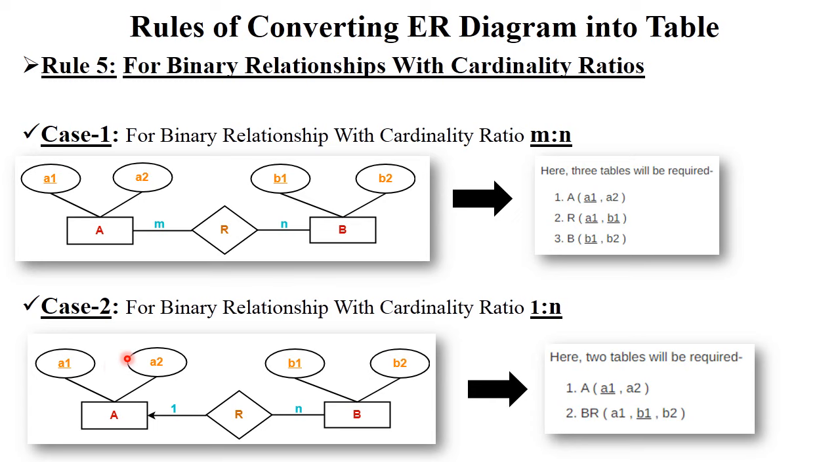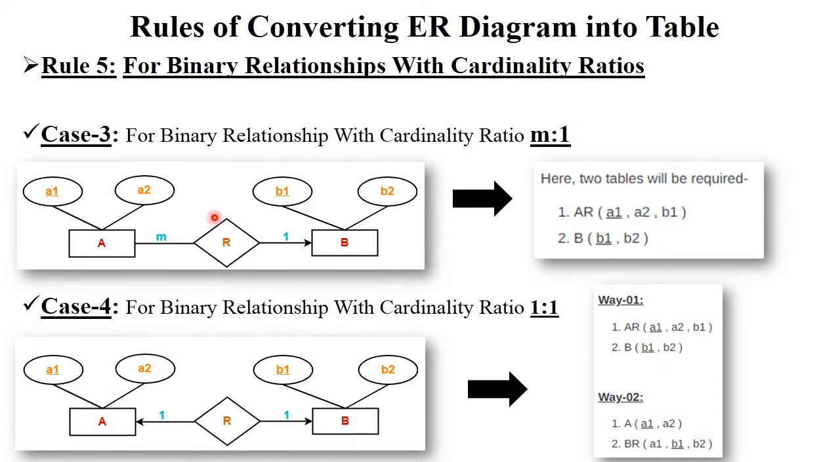Next, the second case: suppose in a particular ER diagram a 1:M relationship is there. So how to form the tables? In that case two tables are formed: first the A table and second the R B table, because it is a one to many relationship. The first table attributes are A1 and A2, where A1 is the primary key and A2 is an attribute. For the relationship and B, it requires A's primary key, B's primary key, so the attributes are A1, B1 and B2. Next, the third case is many to one relationship in your ER diagram.